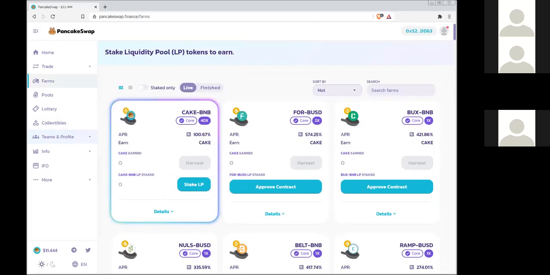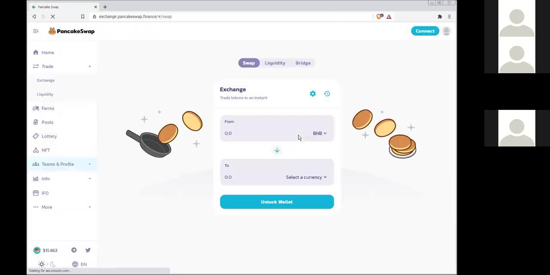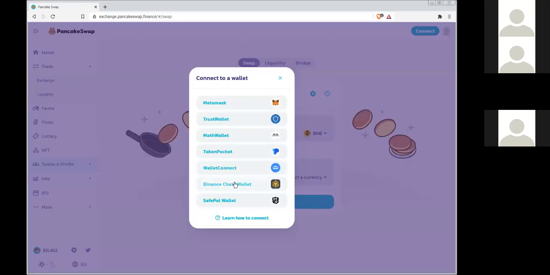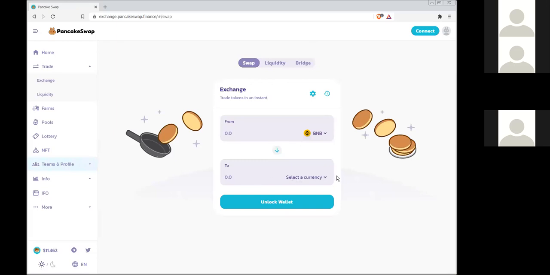So what you do to get that Cake and BNB is you go to trade, and first of all, you need the Cake and the BNB token. So I'm going to go to exchange because I already have the BNB token. I've got 0.6. I've got to reconnect. And the nice thing with the cryptos is everything is based on a percentage as far as your trade fee. Let's see, why aren't we connecting?